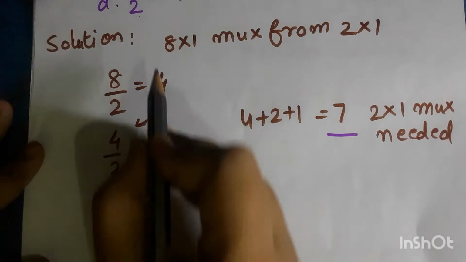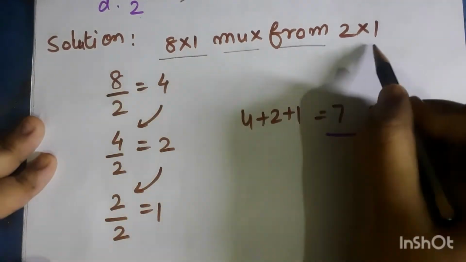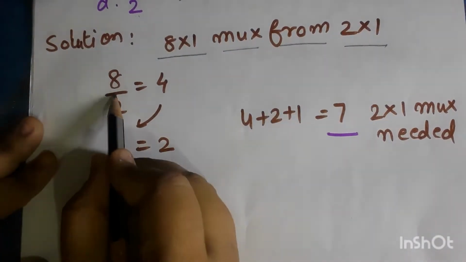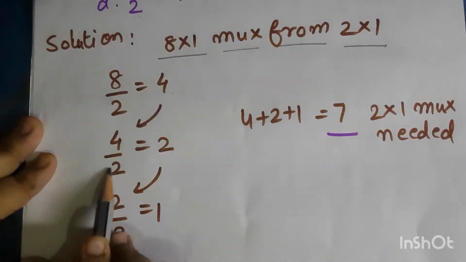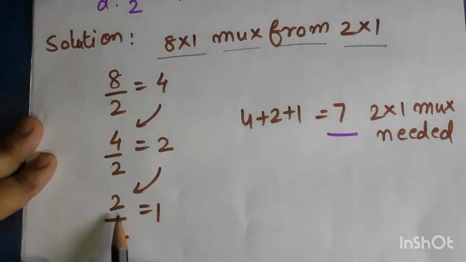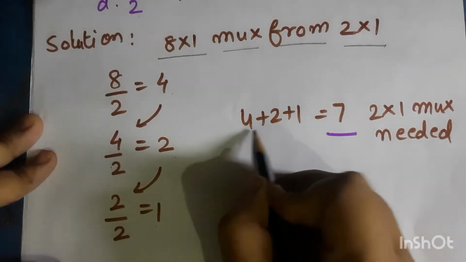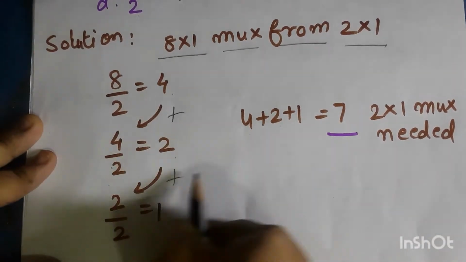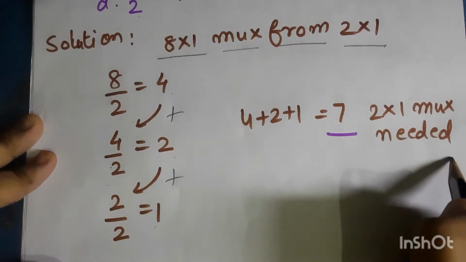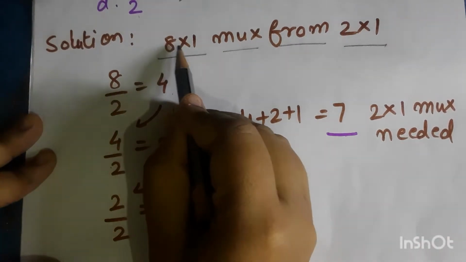Now the solution. Now 8 cross 1 mux, how do we make it from 2 cross 1? 8 divided by 2 is equal to 4, 4 divided by 2 equal to 2 and 2 divided by 2 equal to 1. So how many mux are required? 4 plus 2 plus 1. 7 mux are needed in order to make 8 cross 1.